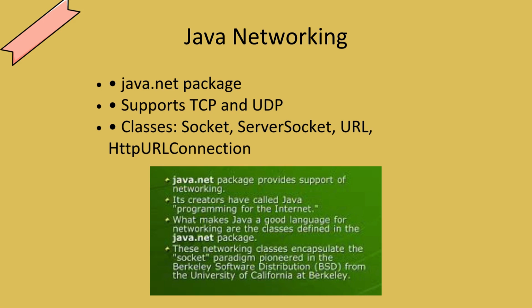Key classes within this package include Socket and ServerSocket for establishing and managing TCP connections, allowing client-server communication. The URL class simplifies working with uniform resource locators, making it easy to access resources on the web. For more advanced web interactions, HttpURLConnection provides capabilities for making HTTP requests and handling responses. Whether you are building a simple client-server application, fetching data from a web service, or developing a more complex distributed system, the Java Networking API provides the necessary building blocks to handle various network communication needs efficiently and securely.